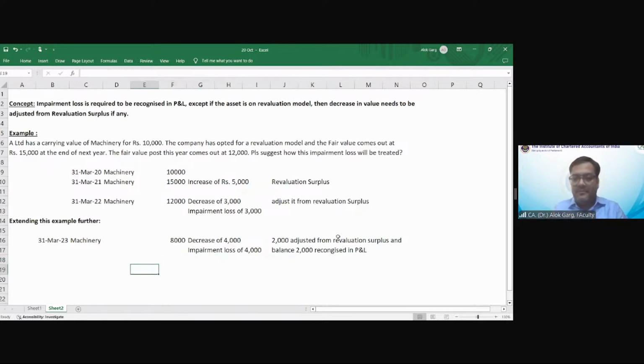Okay. Karthik, is that clear? This is what your question is. I was about to cover this concept. What is the accounting entry? Revaluation surplus. What is the accounting entry?